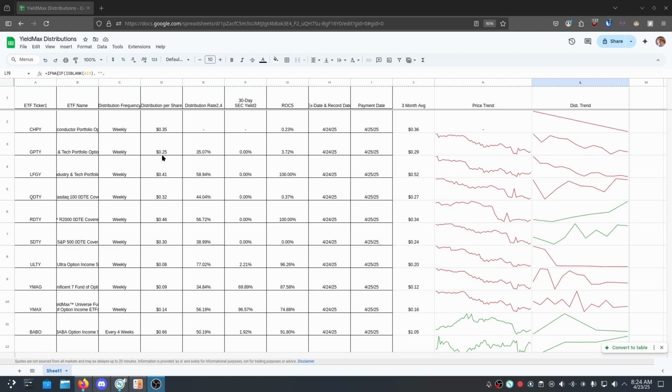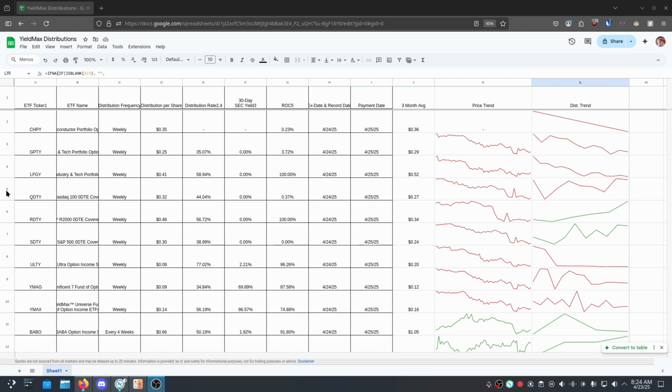GPTY, we can see a current distribution of 25 cents, with the average distribution being 29 cents. And we can see how those trends are present. So a little bit of a downtrend, unfortunately, but not by much. LFGY, we have 41 cents, and we have a 3-month average of 52 cents. Same thing here. It's going to be a common reoccurrence, obviously, with the market being kind of down.